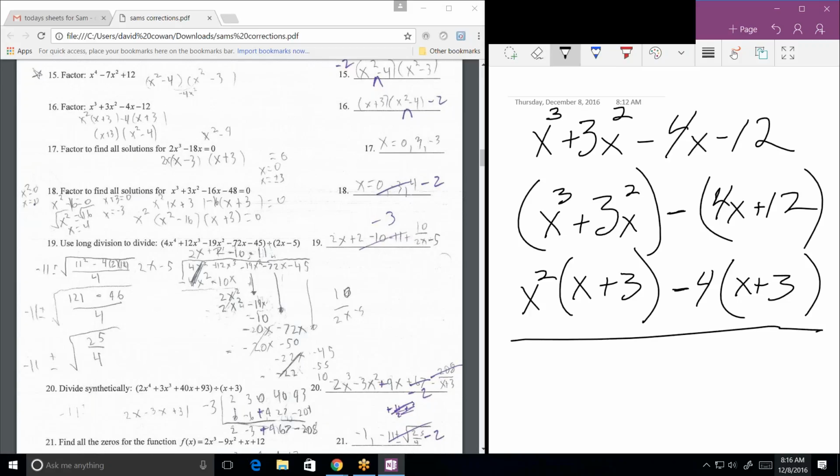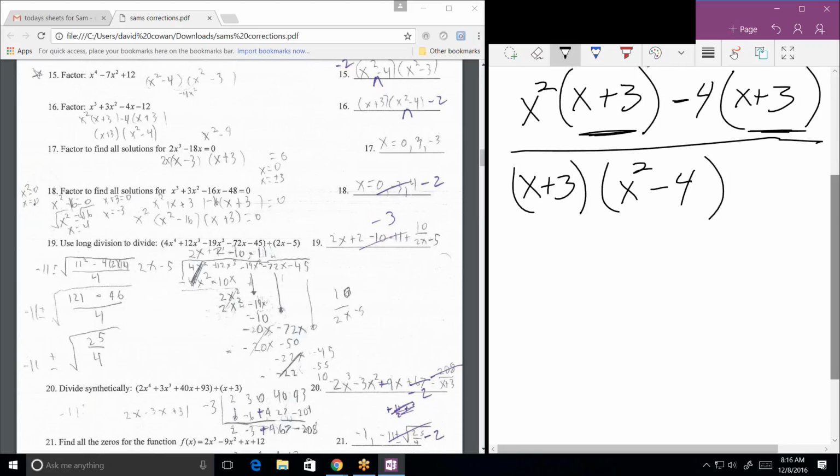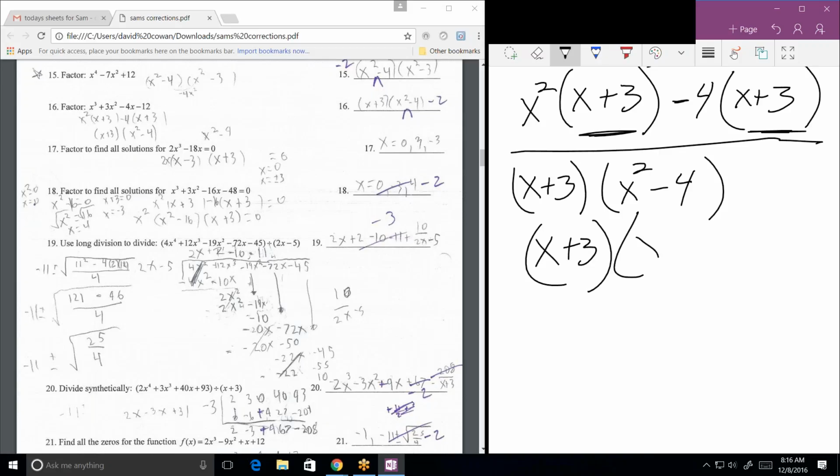No. Well, I can factor out an x plus 3. That's the greatest common factor. So I factor out x plus 3. What's left over? Like x squared minus 4. Correct. And then I can factor that down further into what? X minus and x plus. X minus what? And x plus what? It's x minus 2. In other words, these are always the square roots of that.